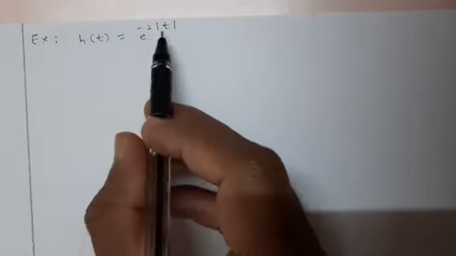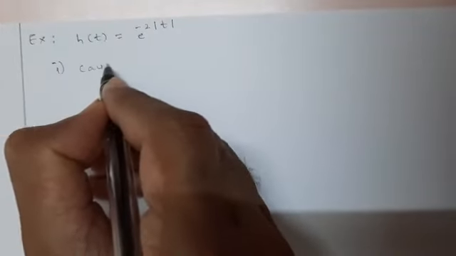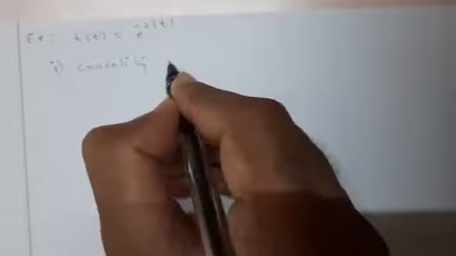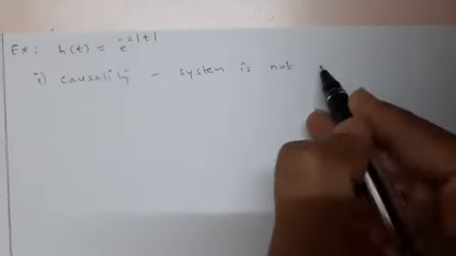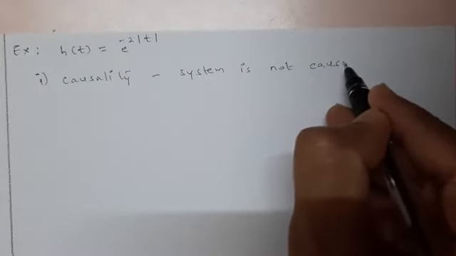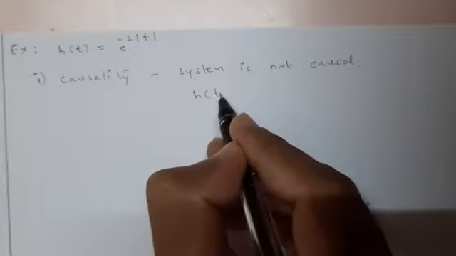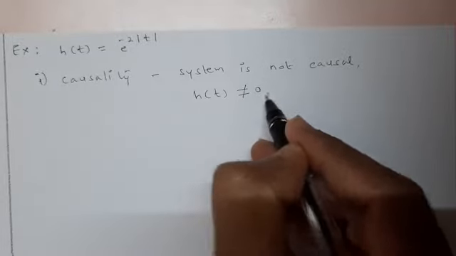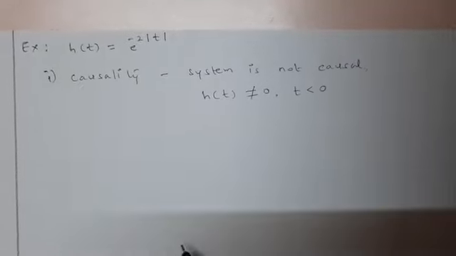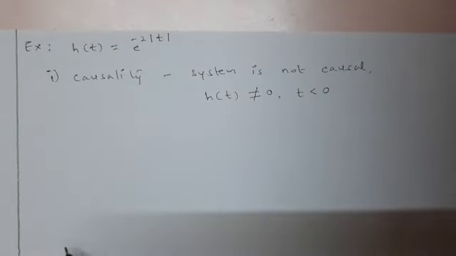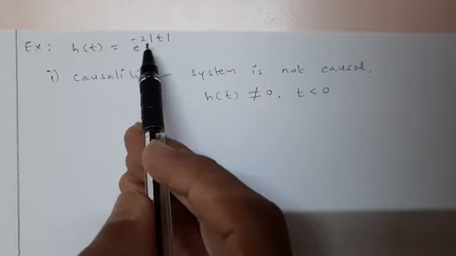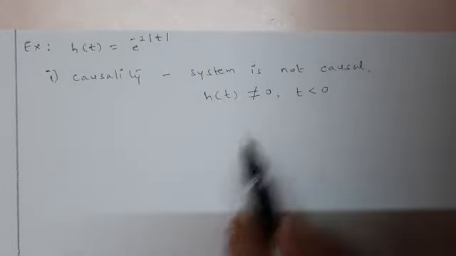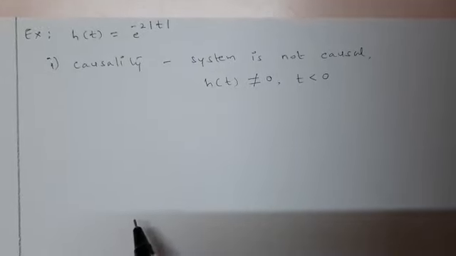As I told, the magnitude, when you get it, lies on both sides, and hence when you check causality, the system is not causal. Why? Because h of t is not equal to 0 for t less than 0. For t less than 0, you have h of t, e to the power minus 2 magnitude of t. It lies on both sides, meaning on both left and right it exists, and hence h of t is not 0 for t less than 0, and hence the system is not causal.